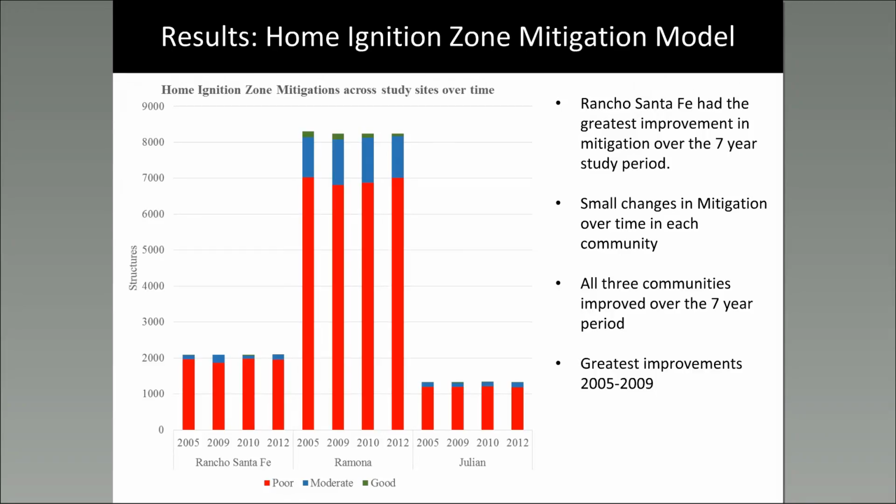So here are the results of the home ignition zone mitigation model. Ramona had the greatest number of homes with poor mitigation, and Rancho Santa Fe had the highest percentage of structures with poor mitigation. Rancho Santa Fe had the greatest improvement in mitigation over the 7-year study period. Often the defensible space in Rancho Santa Fe, although it looked poor, had more to do with ornamental landscaping than natural vegetation. That was an interesting difference between Rancho Santa Fe and Julian, whereas the poor defensible space in Julian was often a result of small parcels and having a cabin right out in the wildland vegetation.